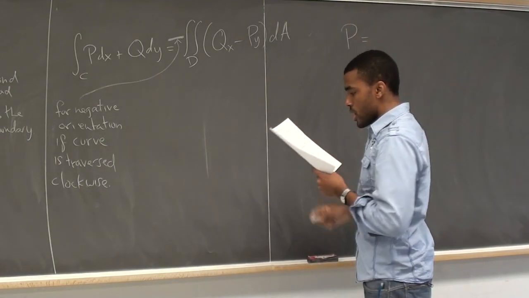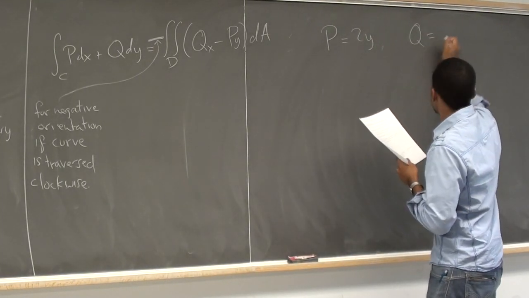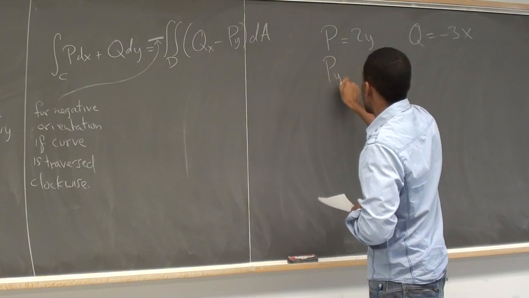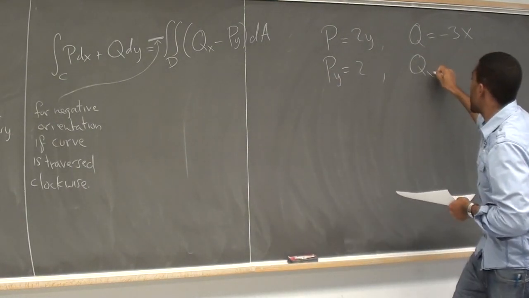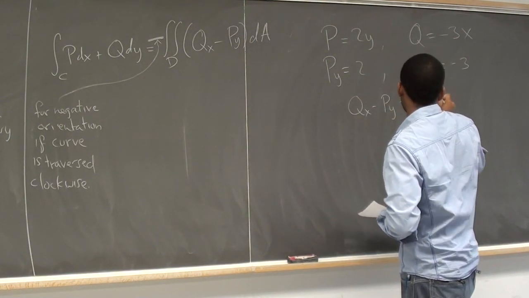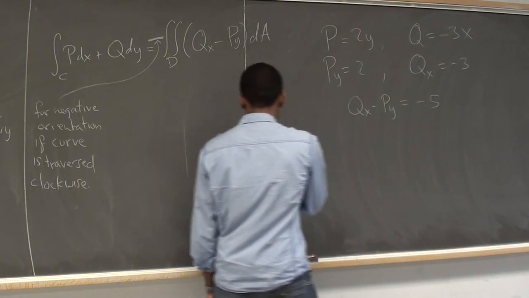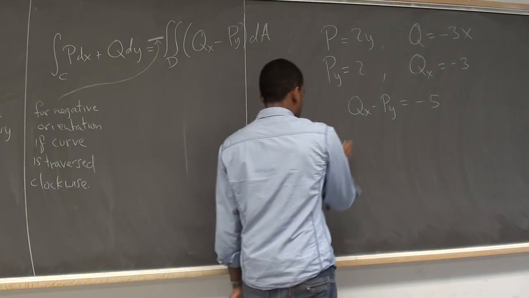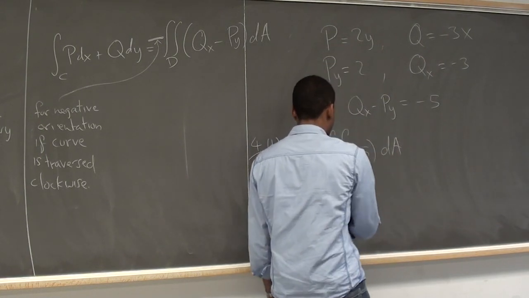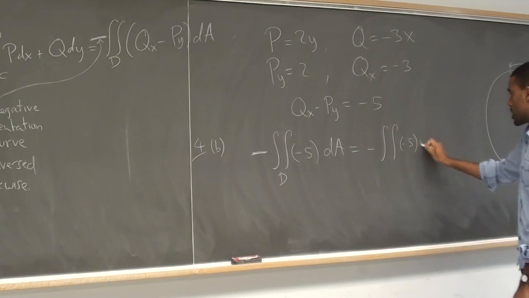In 4a, the P was actually 2y, the Q was minus 3x. A lot of people forgot the negative. So P sub y is 2, Q sub x is minus 3. So Q_x minus P_y is just minus 5. Right? So your double integral is going to be minus, this is 4, the double integral over the region of minus 5 dA, which is negative of minus 5. If you're doing polar, the dA becomes r dr d theta.